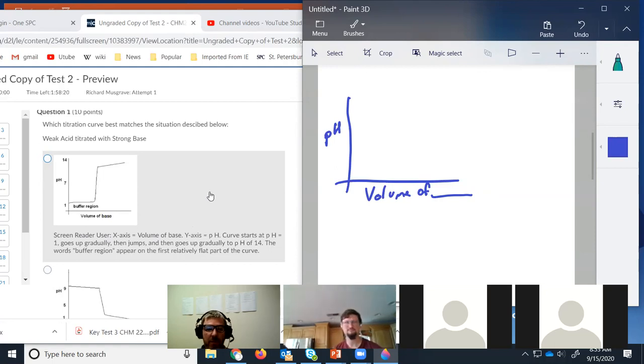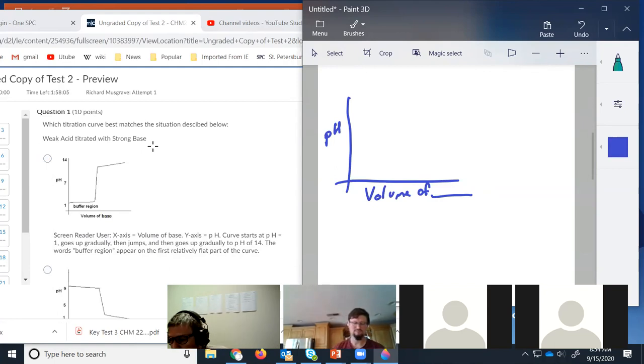Is it volume of base at the bottom? It is, yeah, because the acid is in the flask and the base is in the burette. I read that the opposite way. That's my bad. Okay, so weak acid with strong base. So we know it goes base on the bottom. Is everybody okay with that? Anybody have any questions? Okay.